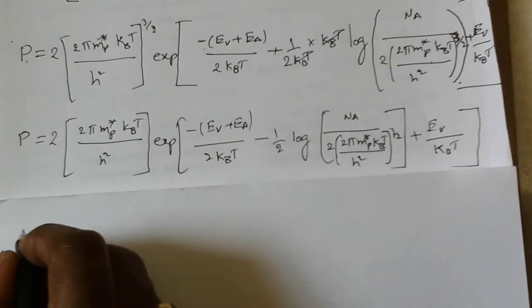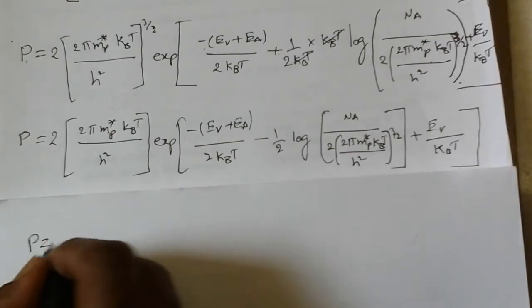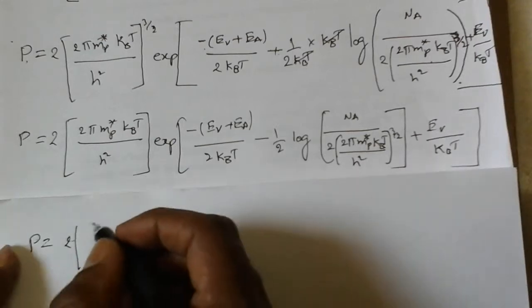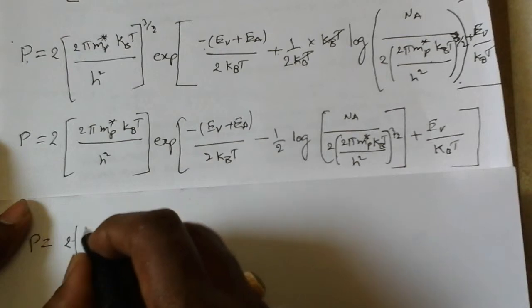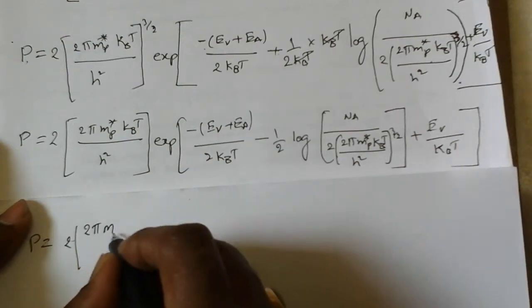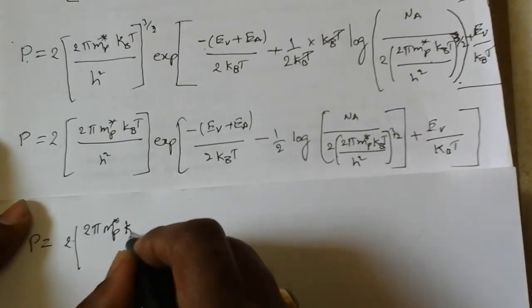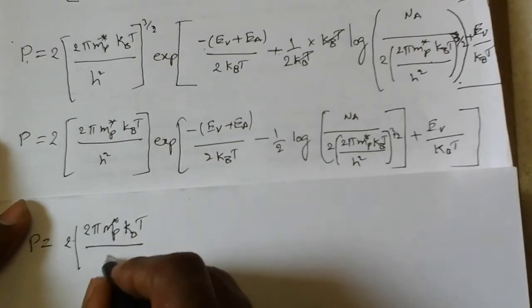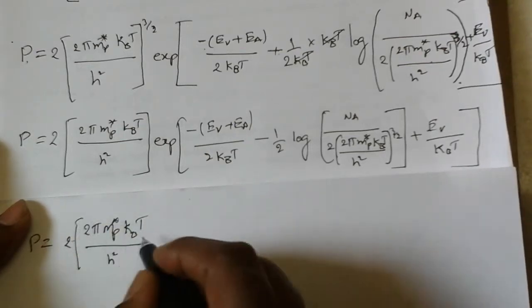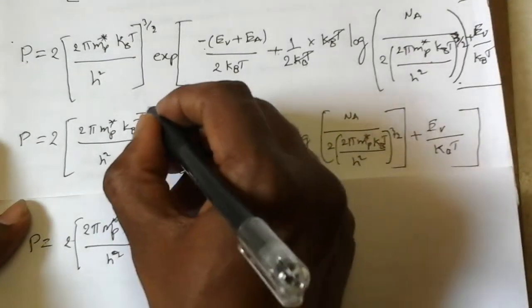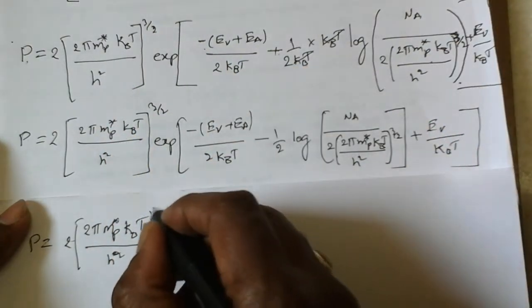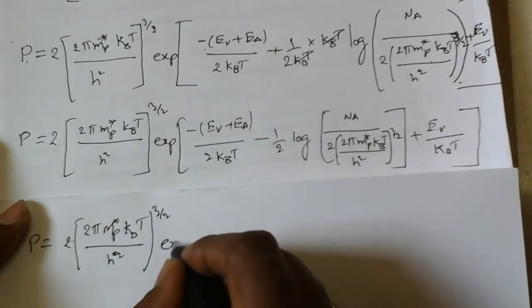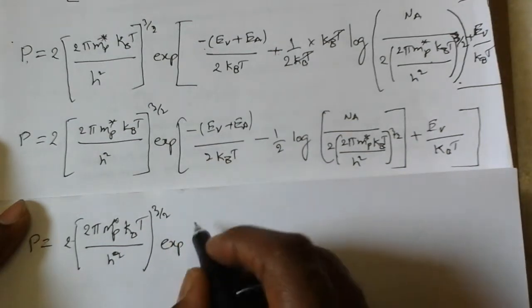Now what we are doing is, P is equal to 2 into the same value I am writing here: 2 pi m_g star k_B T by h square, whole power 3 by 2. Here also, whole power 3 by 2, exponential.